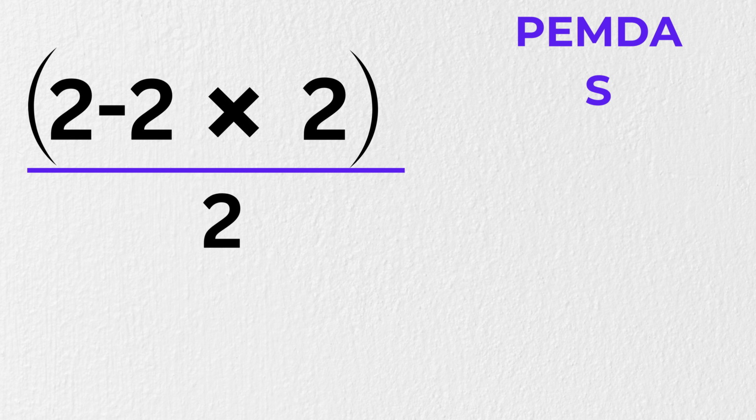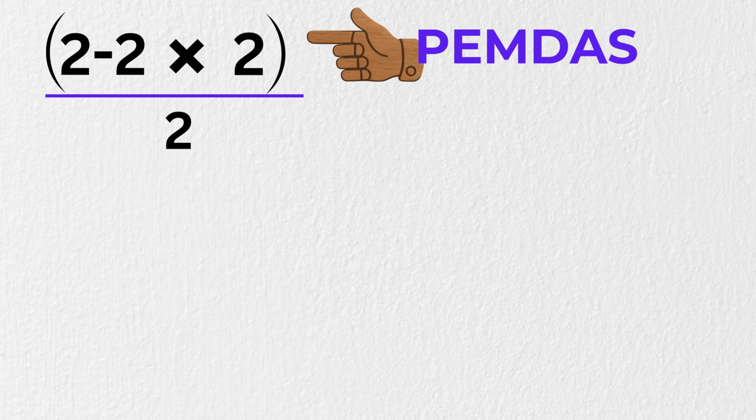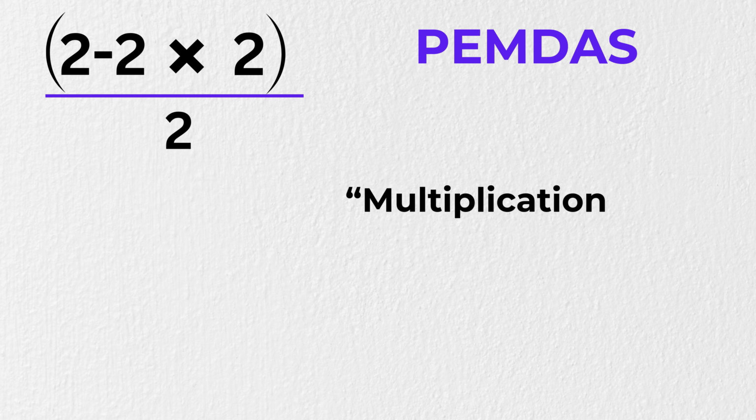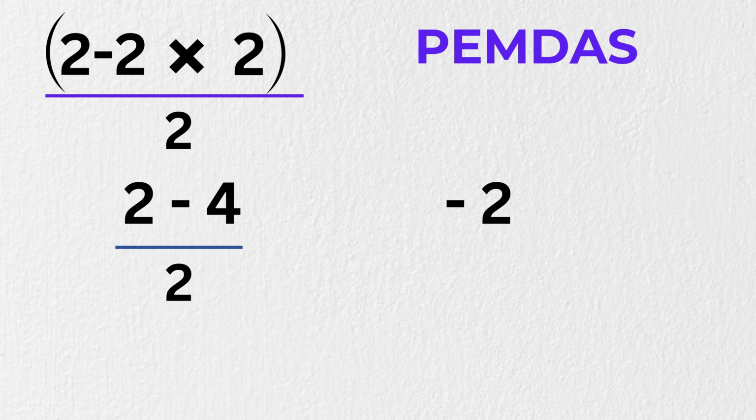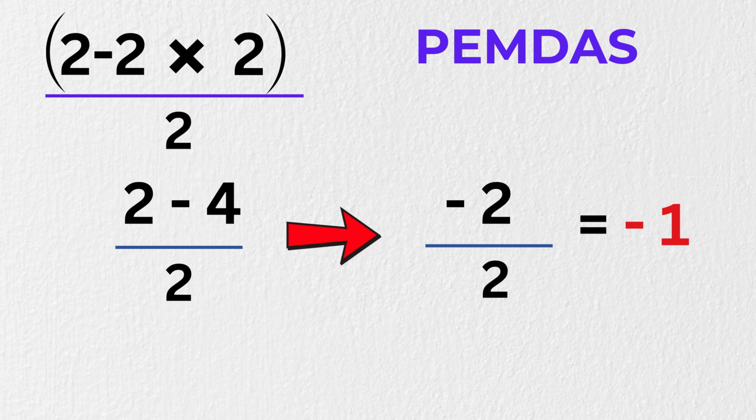So in this expression, according to PEMDAS, we have to handle parentheses first. So here we have subtraction and multiplication. As multiplication has higher priority than subtraction, 2 times 2, which equals 4, so it becomes 2 minus 4 divided by 2. Now 2 minus 4 equals negative 2. So we have the expression negative 2 divided by 2. This gives us negative 1. So the answer to the above expression is negative 1.